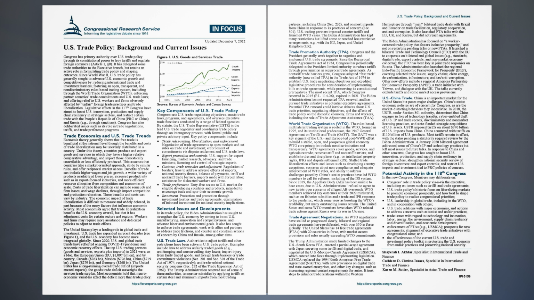assets. USTR imposed tariffs on about $370 billion of U.S. imports from China. China countered with tariffs on $110 billion of U.S. products. Most tariffs remain in effect, with the status pending a statutorily required review by the Biden administration. A January 2020 bilateral agreement addressed some of China's IP and technology practices but left most issues to future talks.